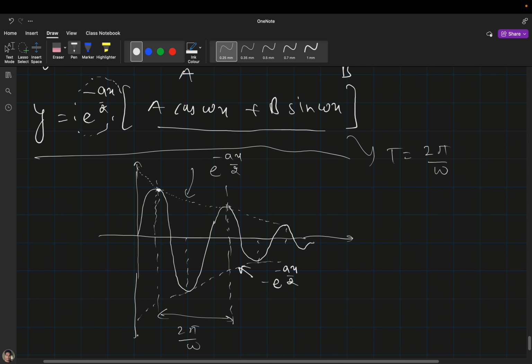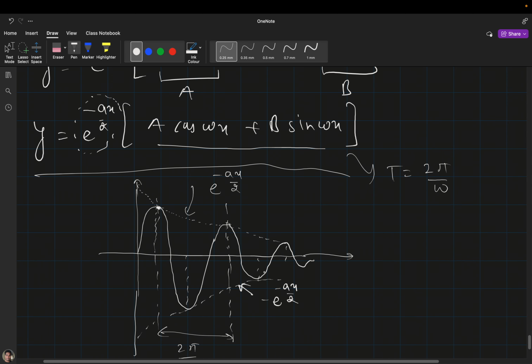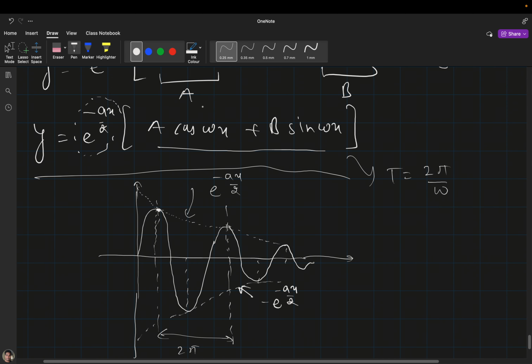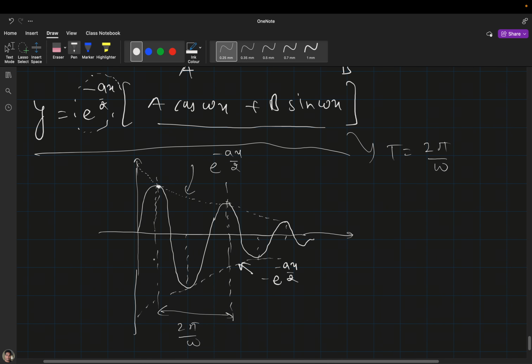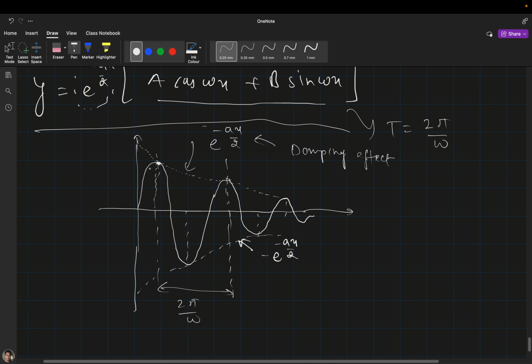Now you will ask why this is a minus times, because there might be some case where this whole function can result in minus times. So that's why the graph of this whole function will be actually inside of these two functions. And because of this function, it is showing the damping effect. Damping effect means what? This peak is decreasing with time.